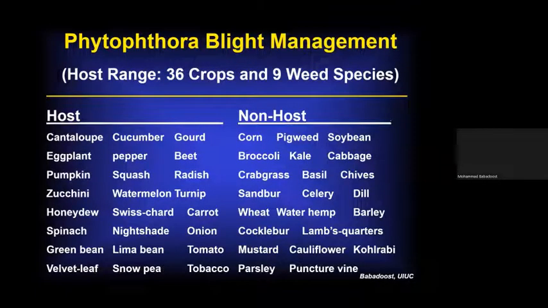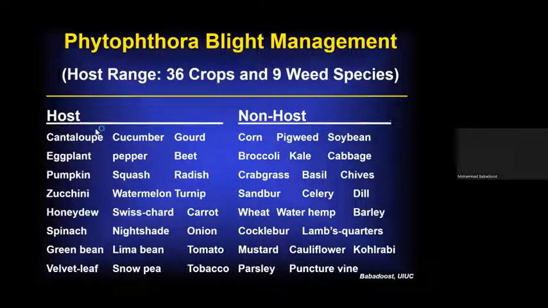For example, in vegetable crops, we have 36 different crops, and we have 9 weeds, mainly planted in Illinois. And we determined what are hosts and what are not the hosts. This is very important for crop rotation. If we're going to say, okay, make a crop rotation for 2 years, 3 years, 4 years, what you have to consider in your crop rotation.